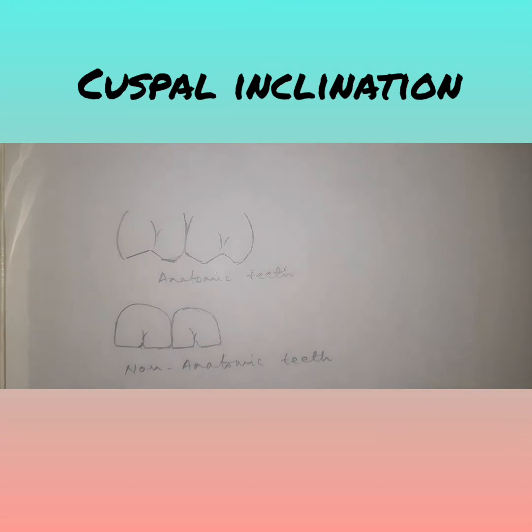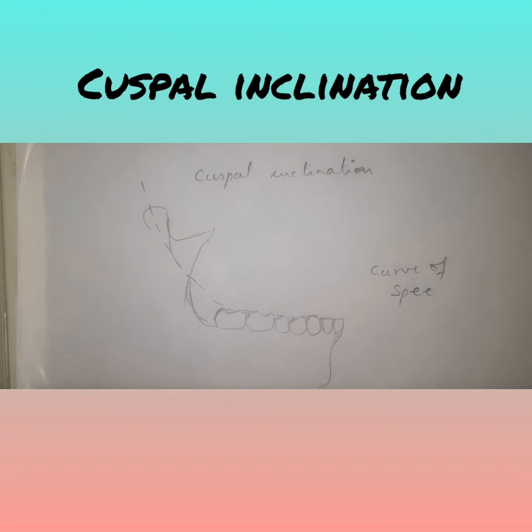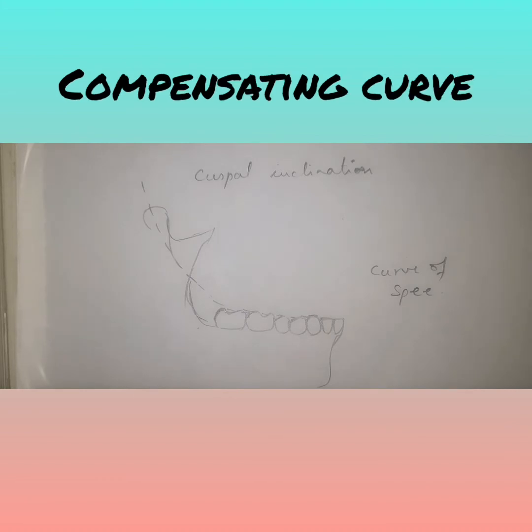In order to achieve balanced occlusion in non-anatomic teeth, you have to alter how you are positioning the teeth along the compensating curve. So that will give you the balancing in non-anatomic teeth. Next is the compensating curve. The compensating curve is determined by the inclination of the posterior teeth, how they are inclined, the vertical relationship to the occlusal plane, and how they are oriented in relation to the occlusal plane.